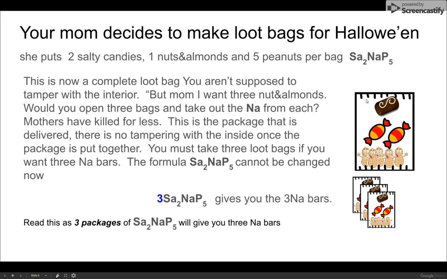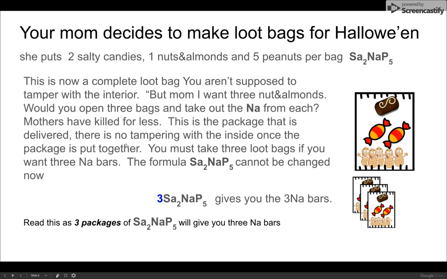Sa2NaP5. I just hate those peanuts. They're just way too happy. So here's the complete loot bag. Now, you decide to pester your mother slightly before Halloween. But Mom, I want 3 nut and almond bars. Would you open 3 bags and take out the nut and almond bar from each bag? Do you feel lucky, punk? Mothers have killed for less.